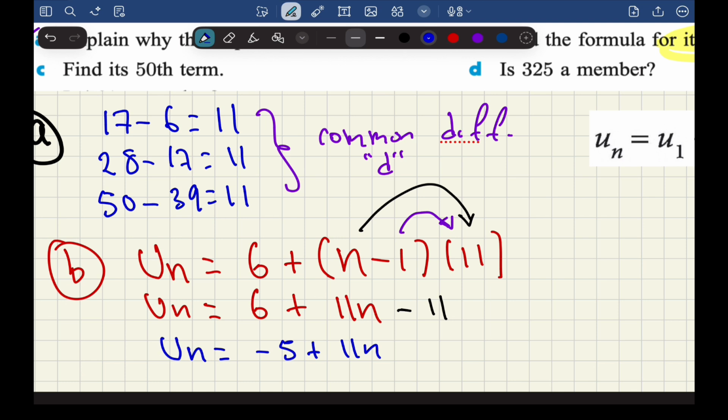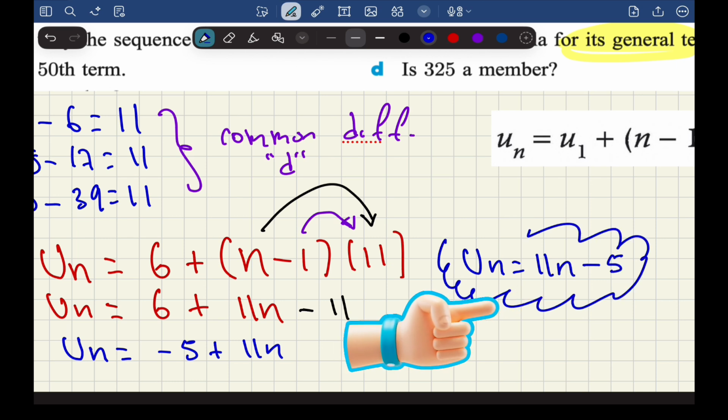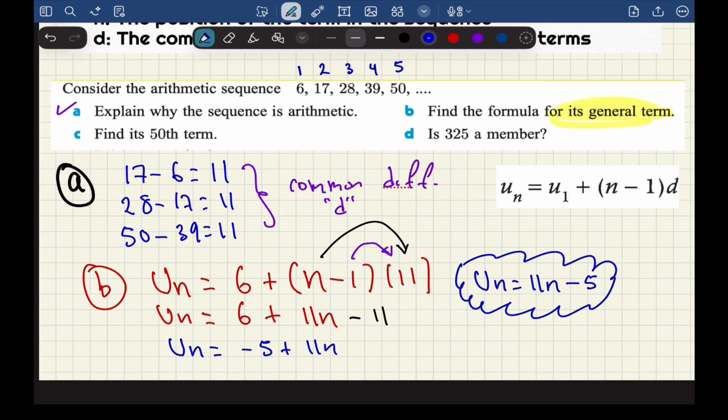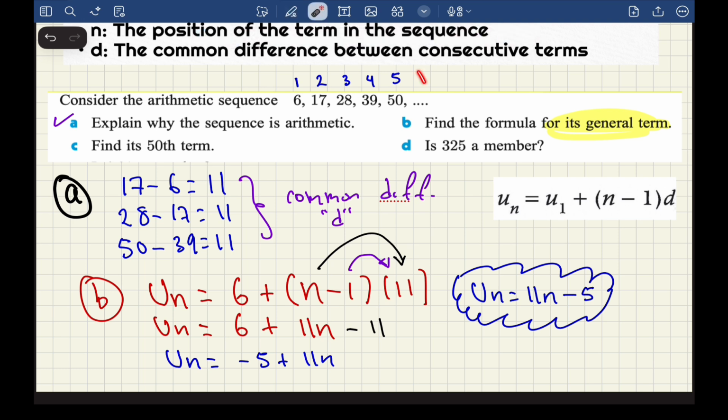If you want, we can rearrange this like un is 11 times n minus 5. Pay attention with this. This is the general term. If you want to find any position of the sequence, for example, the number using the position 10, we can change n for 10. So we can use 10 here, and we can find the number using the position 10. So this is B, find the formula for the general term.